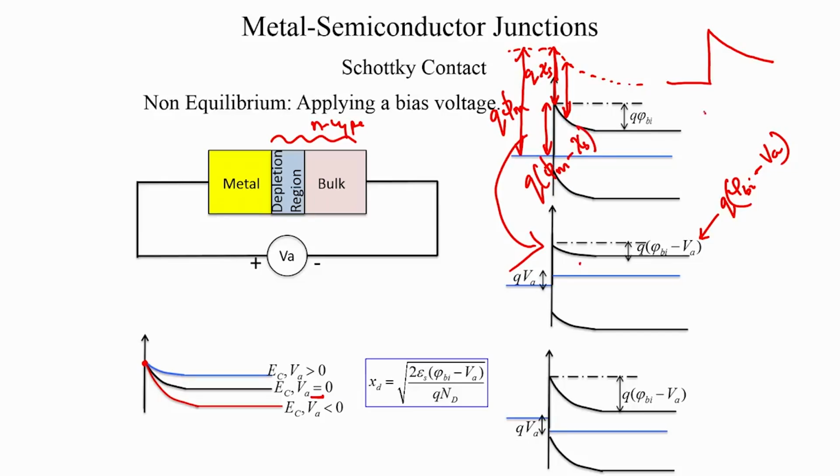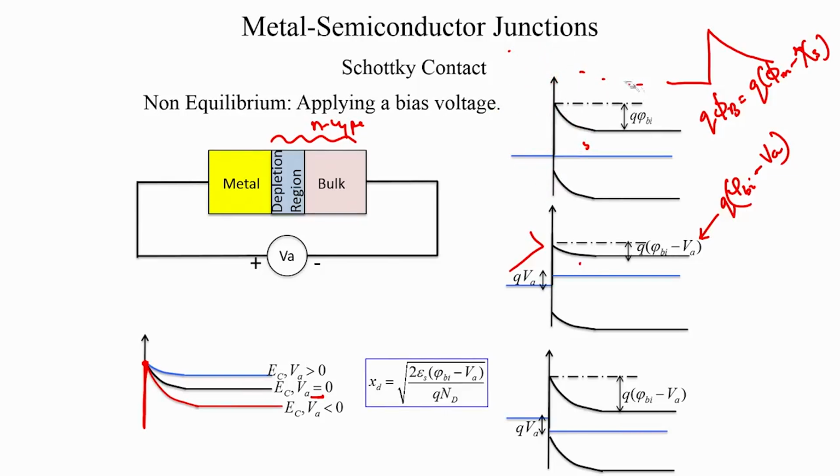And therefore, the barrier height remains unchanged. Okay. So, you are not influencing the barrier height in any manner. The barrier height remains the same, it is only the bending of the bands that becomes more shallow.